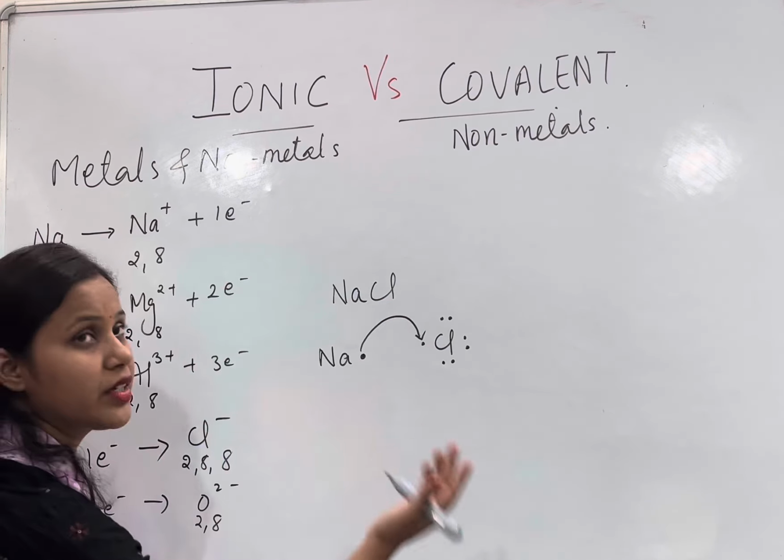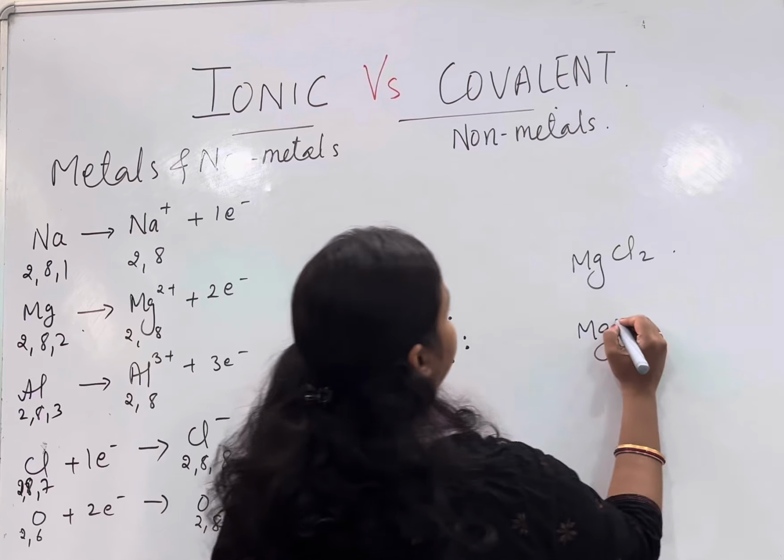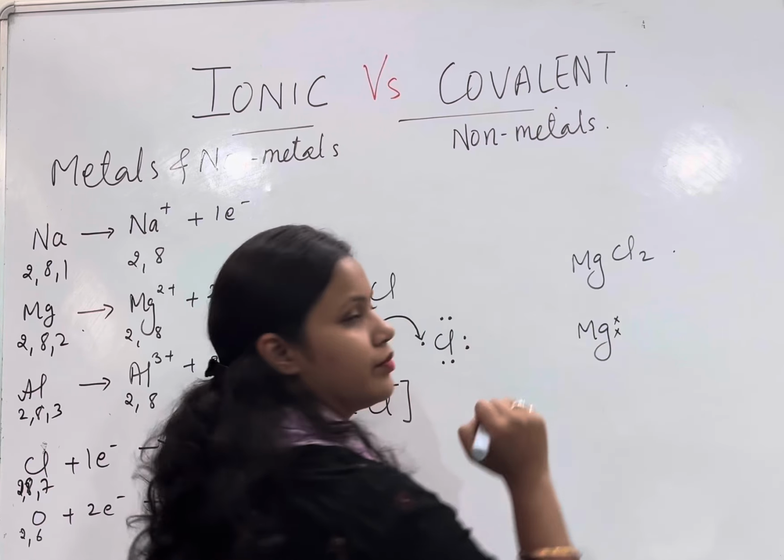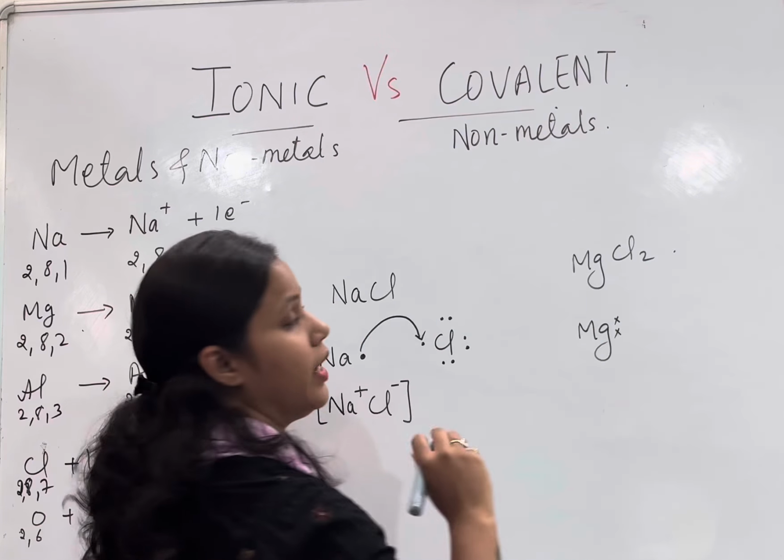Okay. Likewise, magnesium chloride. Magnesium has 2 electrons and there are 2 chlorine atoms.